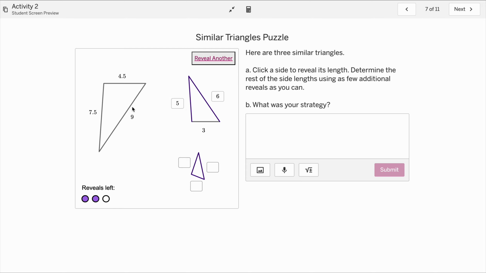So for these two, I wish I could draw on this. For these two sides, I figured the relationship between themselves, but I found it easier to figure out that this times this divided by 1.5 is 5.